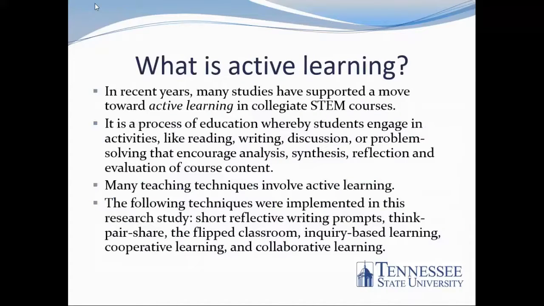Active learning was a key component of our project. So what exactly is active learning? In recent years, many studies have supported a move toward active learning in collegiate STEM courses. Active learning is a process of education in which the students are actively engaged in activities such as writing, discussions, reading, or problem solving. Active learning encourages the students to analyze, synthesize, reflect, and evaluate course content. So you can see here that active learning works in tandem with Bloom's taxonomy.